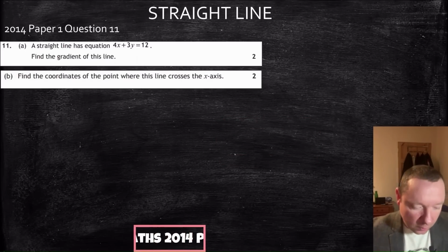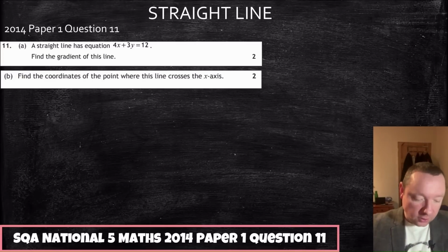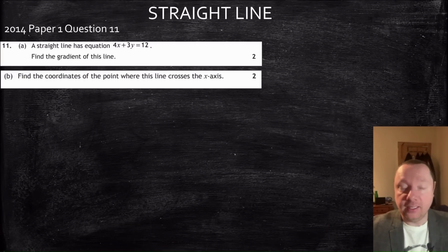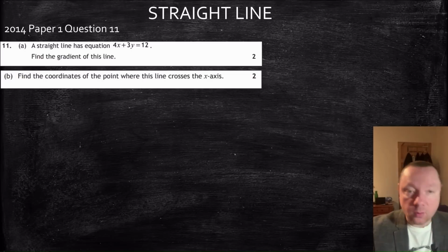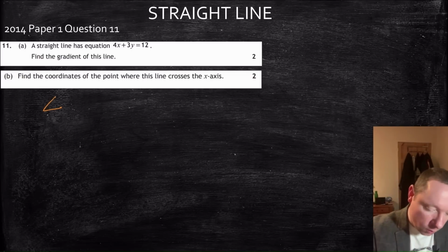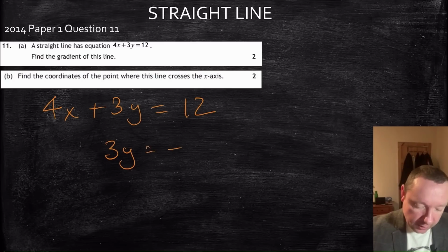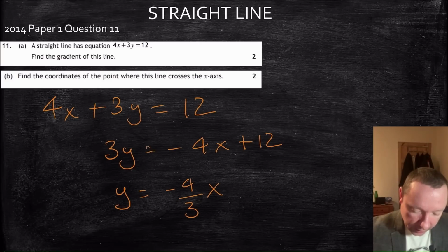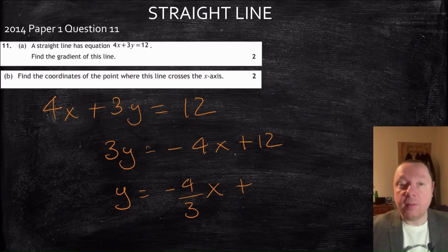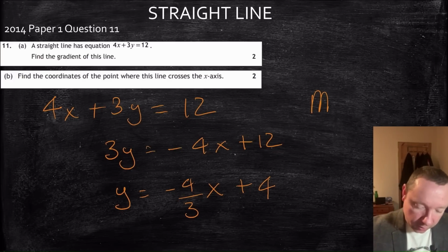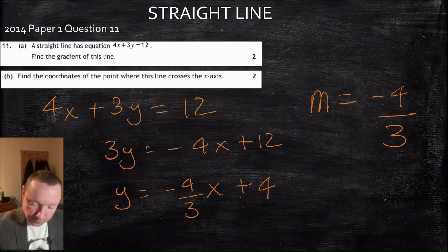That's the 5 marks. 2014, paper 1, question 11 says, a straight line has equation 4x plus 3y equals 12. Find the gradient of the line. Well, that's quite easy then. So we just rearrange it to make y the subject. So we've got 4x plus 3y equals 12. So taking the 4x over to the other side, we get minus 4x plus 12. Dividing through by 3, we get minus 4 over 3 x plus 12 divided by 3 is 4. And then stating our gradient, m must equal minus 4 thirds.